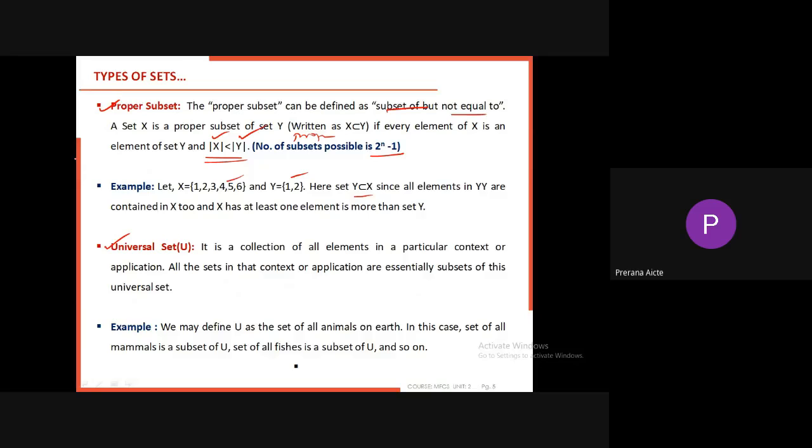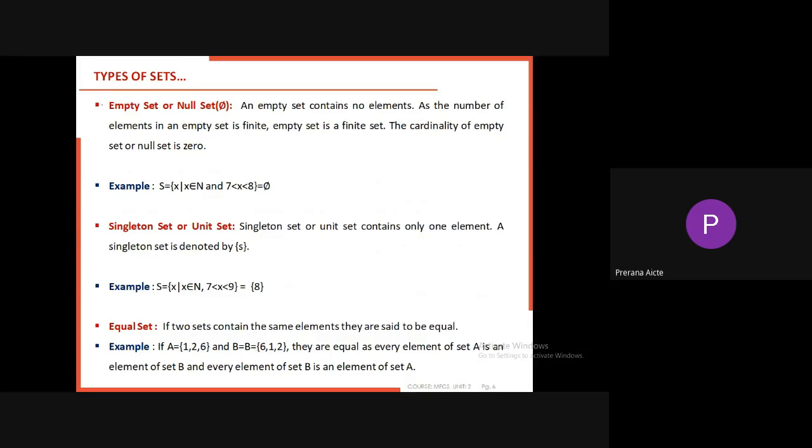Next, empty set or null set. The set which does not contain any elements is going to be called an empty set or null set. So no elements will be there. And I can say that the cardinality of the empty set is 0. And we are going to represent the empty set with phi.